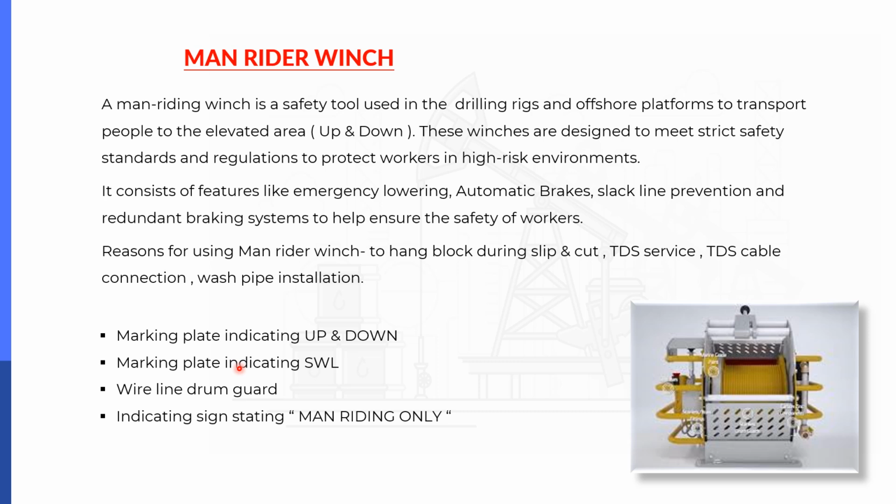Some other information which must be mentioned about the man rider winch: there should be a marking plate indicating the arrow for up and down, and a marking plate indicating the SWL, safe working load. The next is the wireline drum guard, because the drum rotates actually. That's why the drum should have a guard. And we have another drum also in the drawworks, so the drawworks drum should be guarded also.